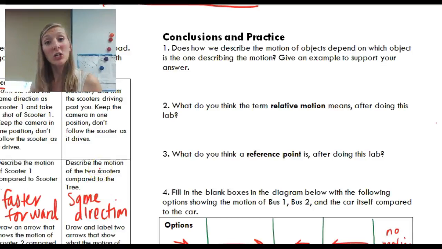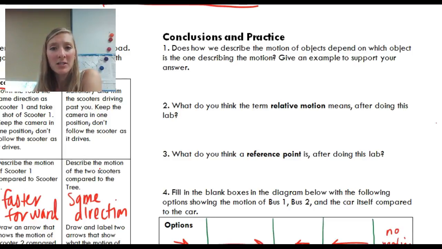It's time for the conclusions and practice. Okay, so we're going to start with question 1. Question 1 is sort of worded funny. I'm sorry about that. So hang in there, and maybe hearing it will be better than just reading it. So the question is, does how we describe the motion of objects depend on which object is the one describing the motion? So give an example to support it.